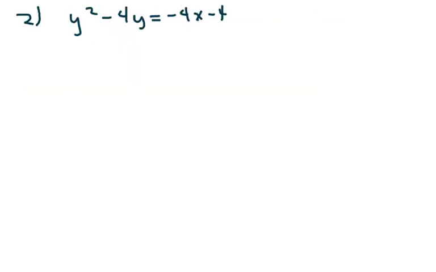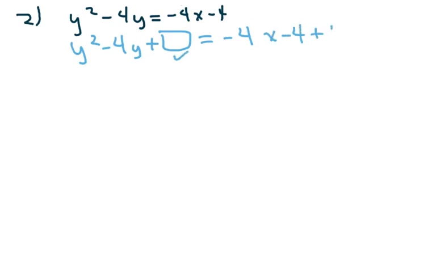Okay, so here we have another one. In this case, I'm going to do the same thing, complete the square. I put my little square here and complete it. Whatever we add here, we have to add on this side. So half of 4, or you could say negative 4, I just say 4. So half of 4 is 2, and squared, that's 4. Put it on both sides.